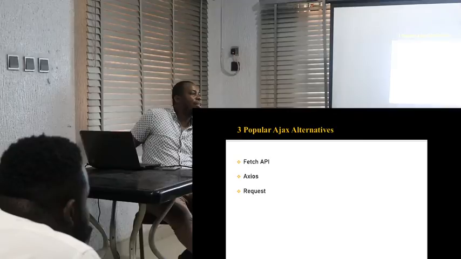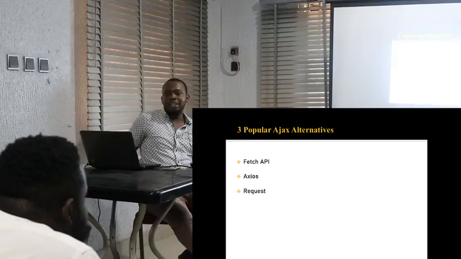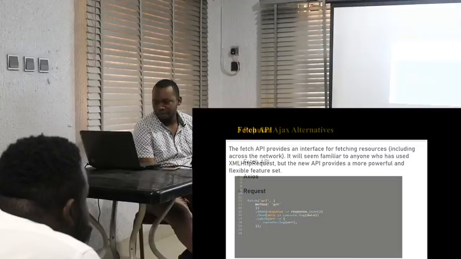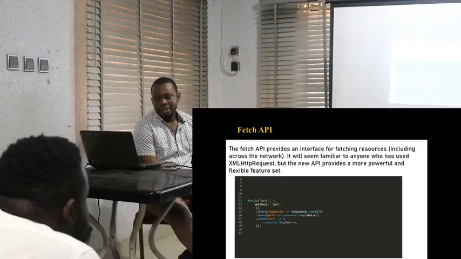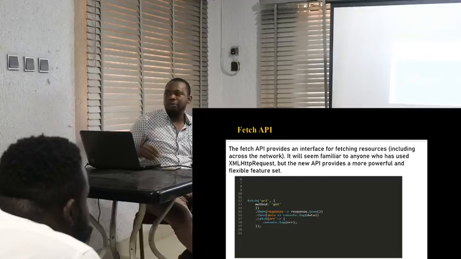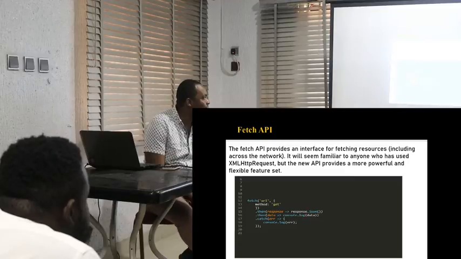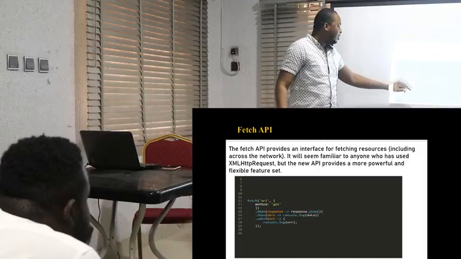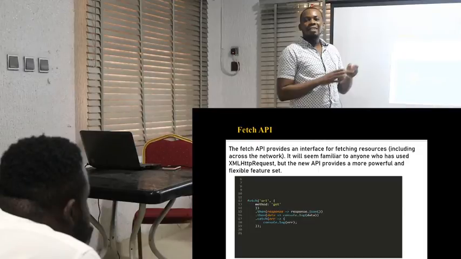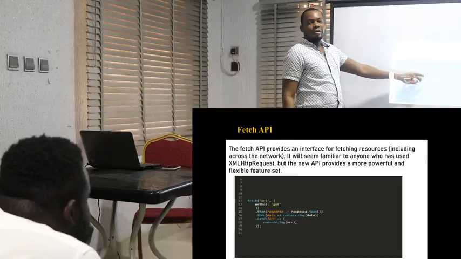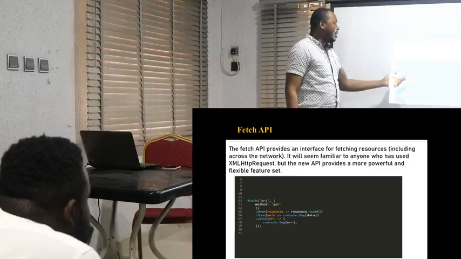The Fetch API provides an interface for fetching resources. It is familiar to anyone who has used HTTP requests, but the API provides more powerful and flexible features. So let me explain what is happening here. When you call the fetch function, it will ask you, where are you sending this to? The URL. You put the URL. The method, post or get, you use get. Then fetch works with promises, not callbacks.